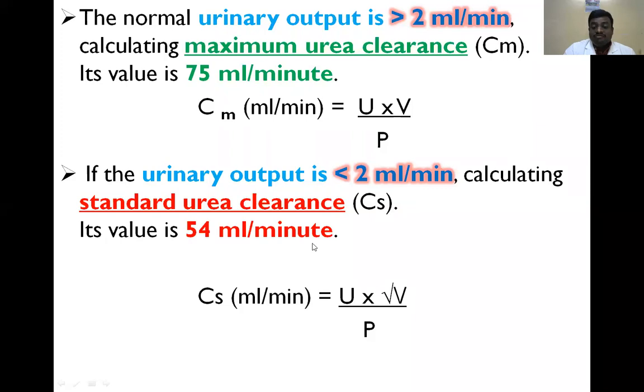Its value is 54 ml per minute. Here it is U into square root of V by P. I think only one student gave this answer, square root of V. So, U into square root of V by P.